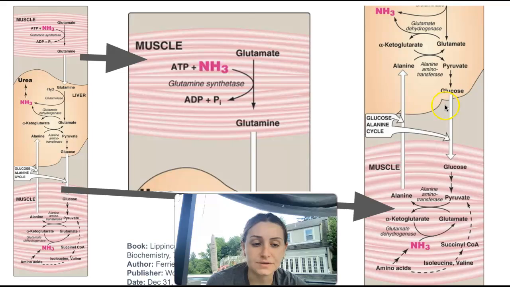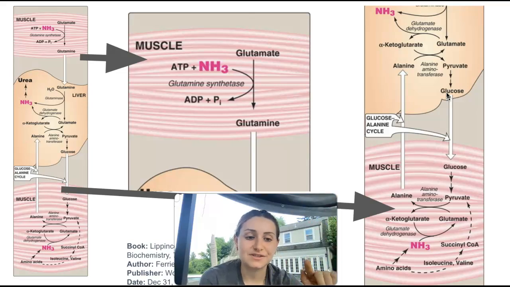And then pyruvate, as we know, can be used to make glucose through gluconeogenesis, which can be transported then to the muscle tissue for energy. So that's what we call the glucose-alanine cycle, because as we can see, it's a cyclical process, because the glucose can then be turned into pyruvate to be transaminated again.